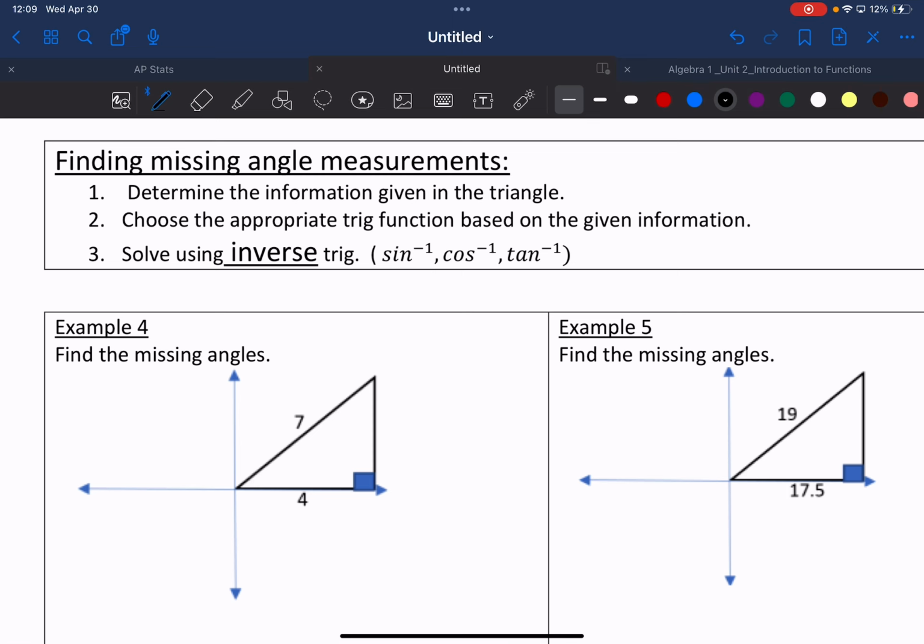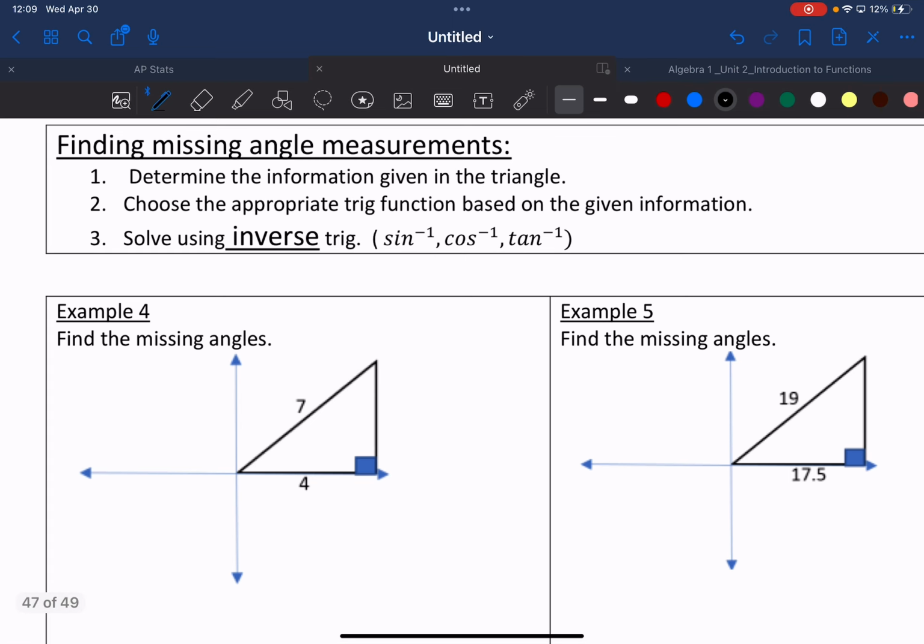So if we need to solve for an angle, in order to get that angle by itself, we're just going to take the inverse. So if we use the ratio sine, then in order to get the angle, it would be inverse sine. Same with tangent. If we use the tangent, we need to find the angle, we just use inverse tangent.